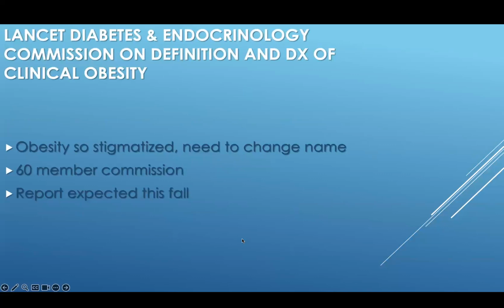It seems to be splitting hairs a little bit, but I can understand as we go through this how it might make a difference. The Lancet Diabetes and Endocrinology Commission on Definition and Diagnosis of Clinical Obesity is looking into a name change for the clinical diagnosis of obesity. And they believe that it is so stigmatized that you need to just start from scratch, give it a new clinical definition and terminology. There are 60 members to the commission of many different varied fields. The report is expected to come out this fall.